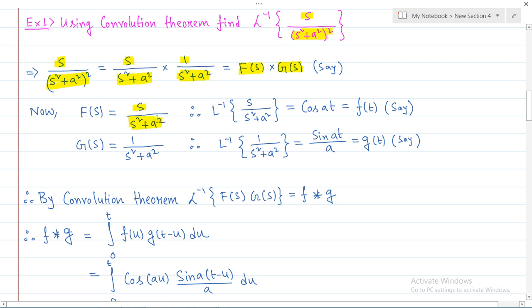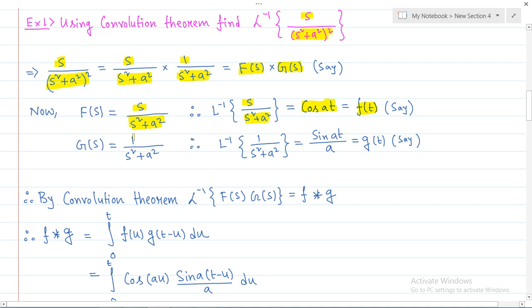Now the first thing we need to do is calculate the L inverse of F(s). So L inverse of F(s) is L inverse of s by s squared plus a squared. I think all of you know some formulas of the Laplace transformation. So s by s squared plus a squared comes from the function cos at, so L inverse of this is nothing but cos at. We consider this function as f(t), the first function.